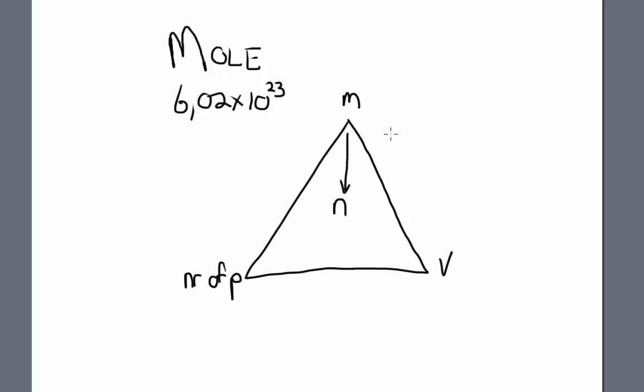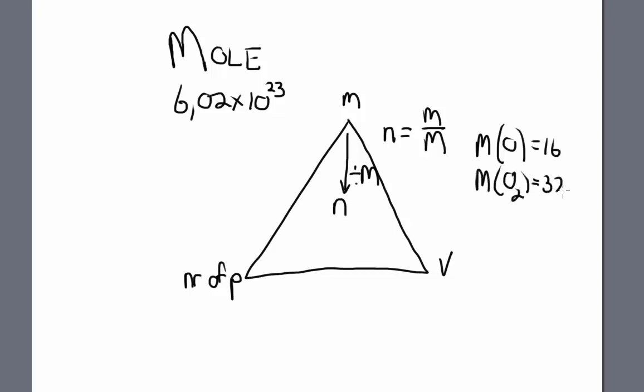The formula that you will use is going to be N equals mass over molar mass. So if you have mass and you want to calculate moles, what you're going to do is take the mass and divide by the molar mass. Molar mass, of course, being the molar mass that we get from the periodic table. The molar mass for oxygen, for example, O, is 16 grams per mole. The molar mass for O2 is going to be 32 grams per mole.